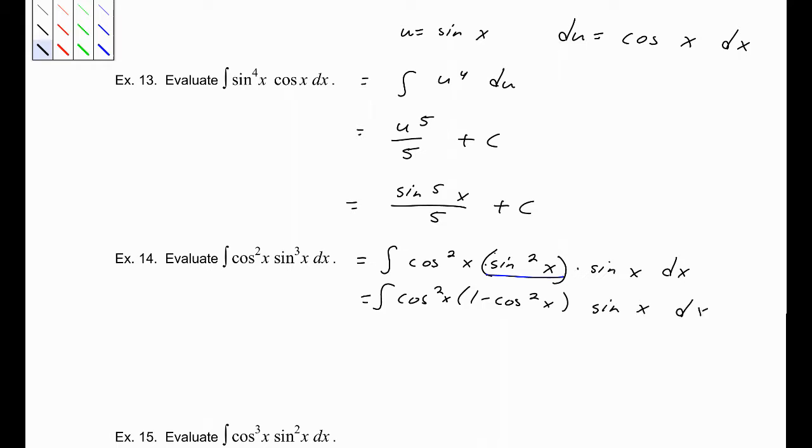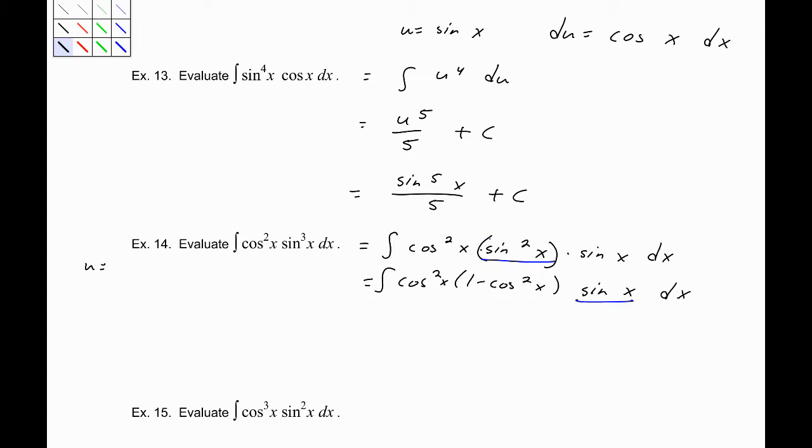Well, now I have a single sine. All right, so I can do the same trick from before. u equals cosine x, and du is negative sine x dx. Adjusting that, negative du equals sine x dx. So rewriting this over here, that is the integral of u squared times 1 minus u squared du. Now I'll have to make sure I have a negative sign in there because I had to adjust my du.